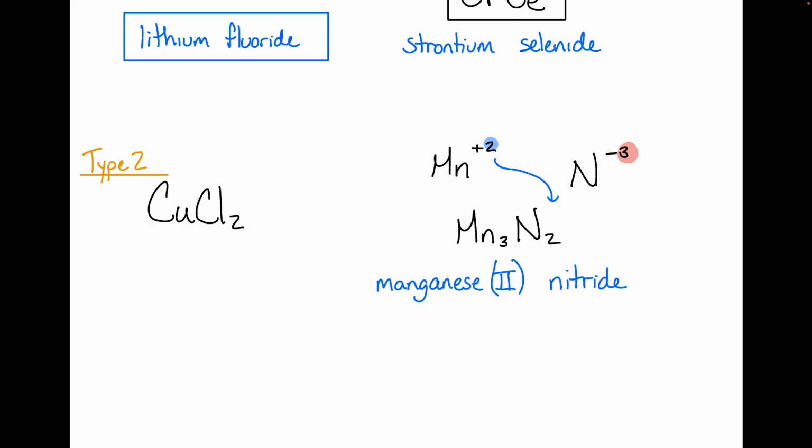A lot of people will see manganese 2 nitride, and tell me that it is Mn2N. That is not what that Roman numeral of 2 is telling you. Again, the Roman numeral is telling you the charge on the ion, not how many there are in your formula. Don't get that mixed up. That is a very common sticking point.